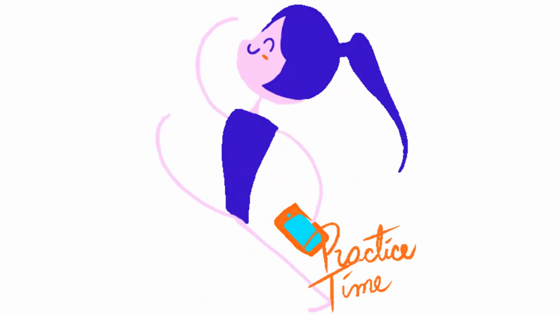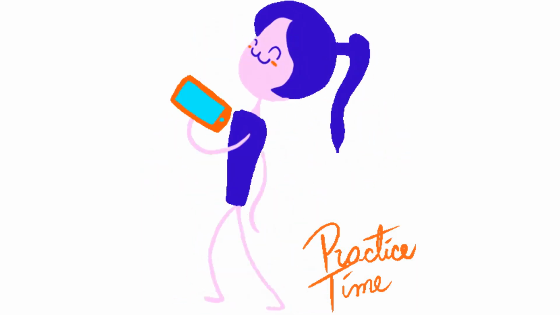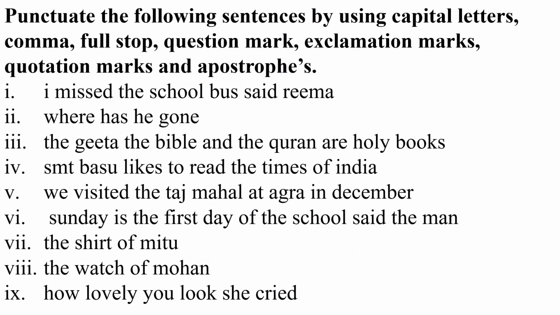Now, move to practice time to make your doubts clear. Punctuate the following sentences by using capital letters, comma, full stop, question mark, exclamation mark, quotation mark and apostrophe s. इन sentences में आपको कैपिटल लेटर्स, कॉमा, फुल स्टॉप, क्वेश्चन मार्क, एक्सक्लेमेशन मार्क, कोटेशन मार्क और apostrophe का यूज करना है.